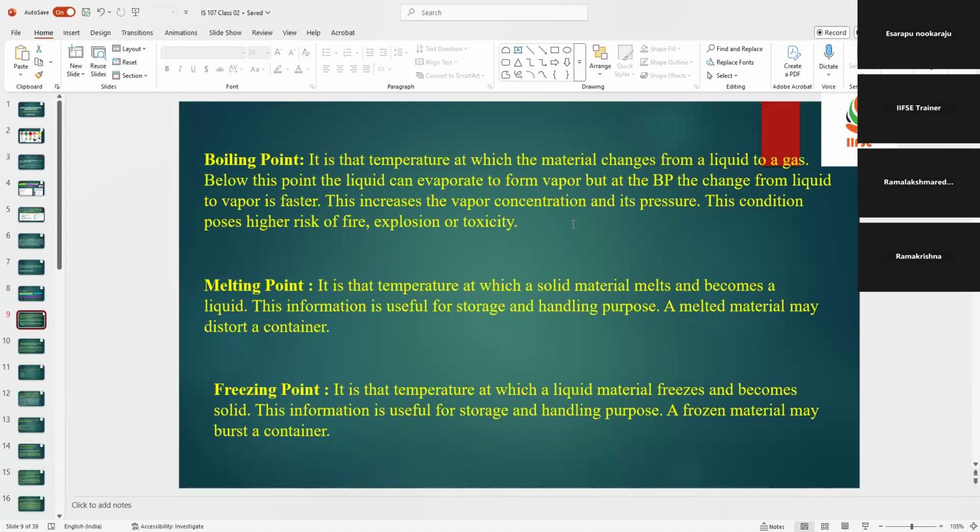Then melting point. It is the temperature at which a solid material melts and becomes a liquid. For example, ice: if it is in the refrigerator, it will be in a solid state. When it comes out of the refrigerator, it starts melting. That is the melting point.